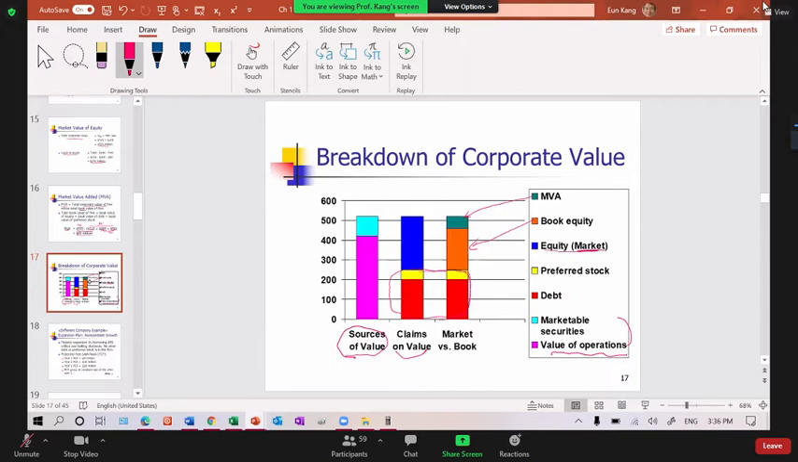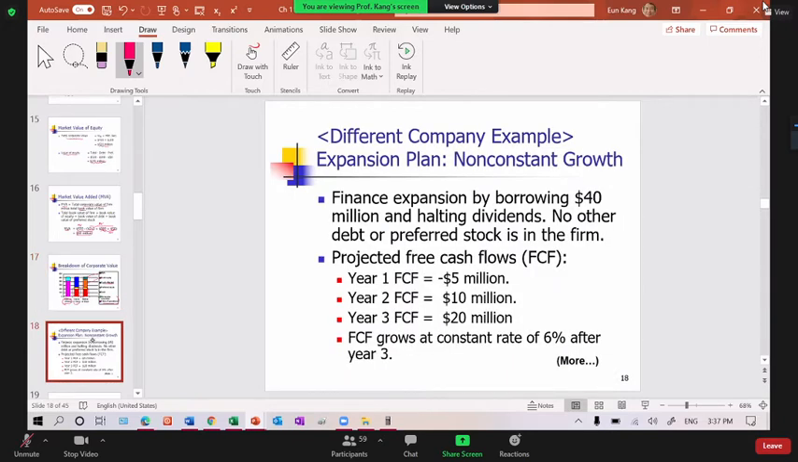So that's the concept, right? So we have to know that, first we have to calculate value of operations and add non-operating assets. That's total value minus book value of debt and book value of preferred stock. Actually minus market value of debt and market value of preferred stock. Then you have market value of equity. But in this case, for preferred stock and debt, book value and market value are the same. We just assume that. Then this is more general.